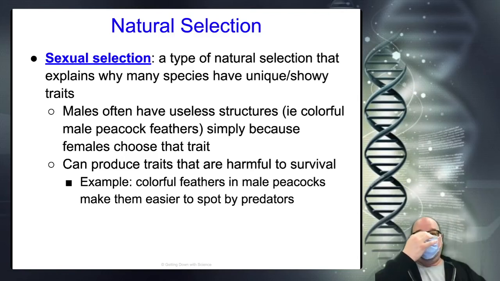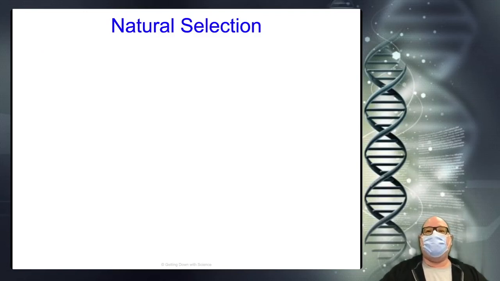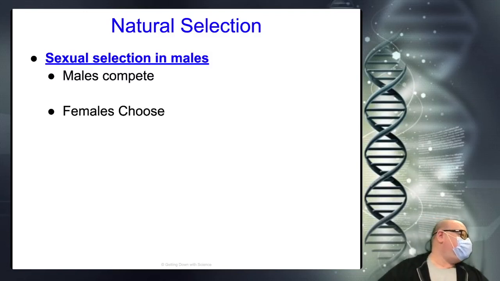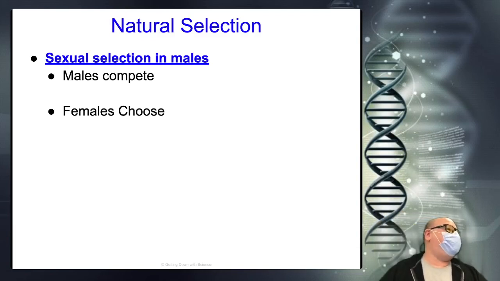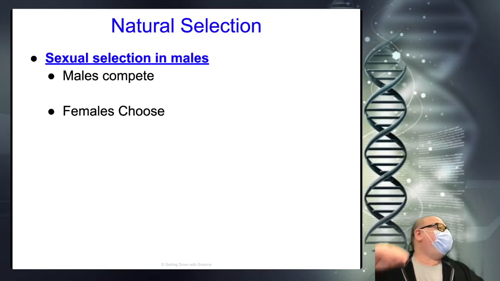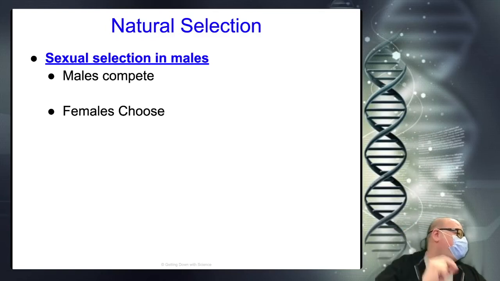So usually in any species that has sexual selection, usually we see this sort of behavior: males compete and females choose. So this is not in the notes, but we usually see males competing, like, who can show off the most for the females. And then you see females are usually very, very choosy.